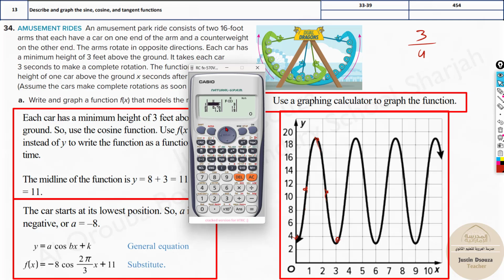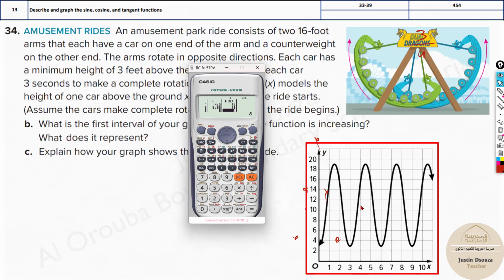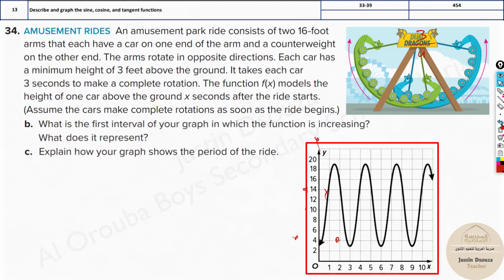Let me press equal to. You can see at 0 it was 3. And at 0.75, it's at 11. Then at 1.5 it's maximum, 19, correct? Then we have 11 again and it keeps on repeating. So this is how we can easily check the graph, and if you want to plot, you can easily plot the graph like this. And then we have a few more questions.